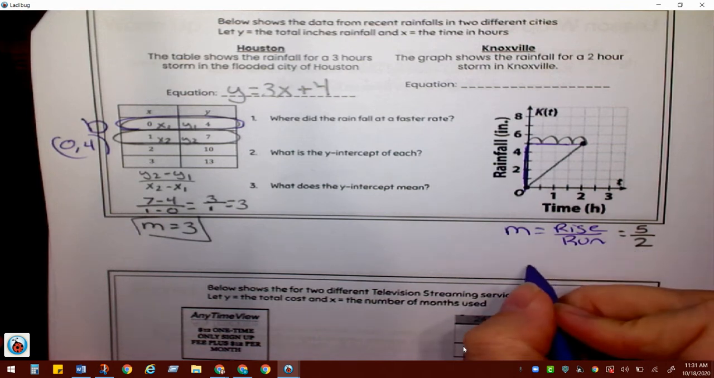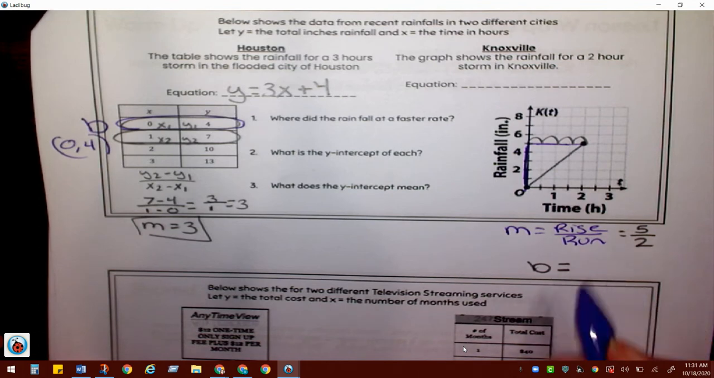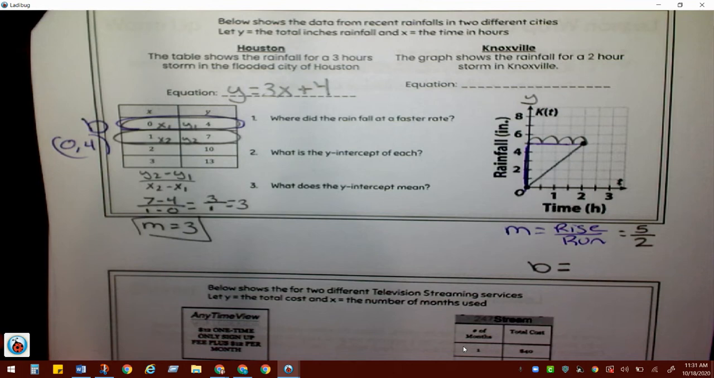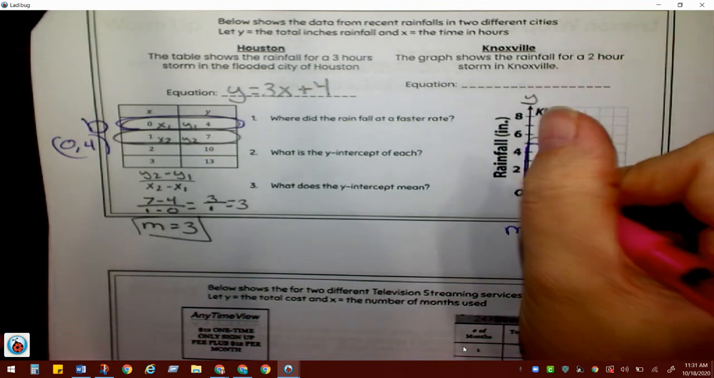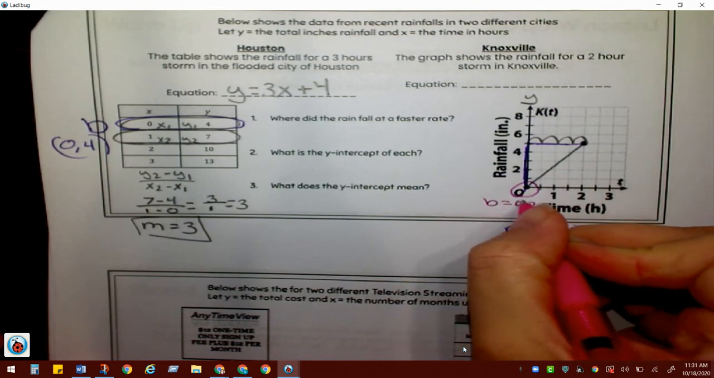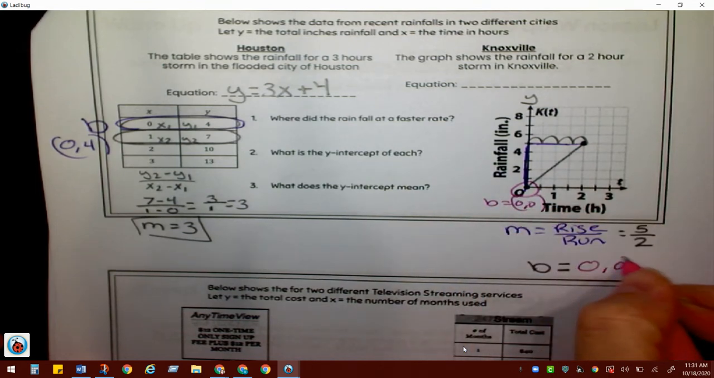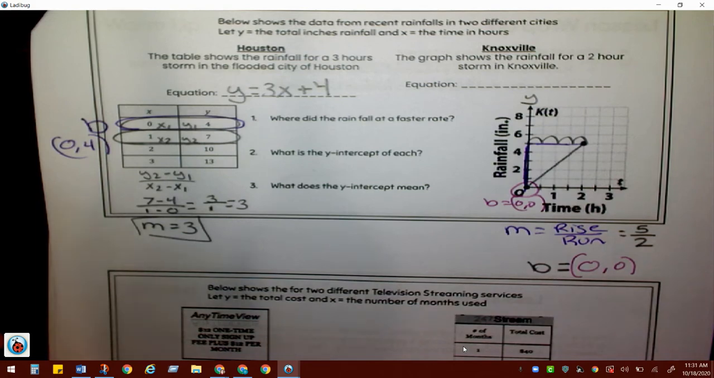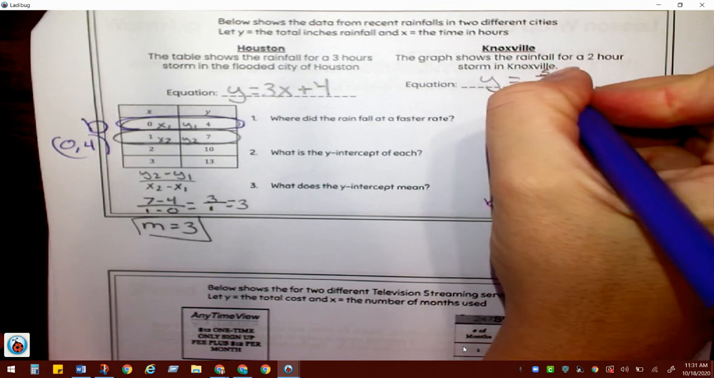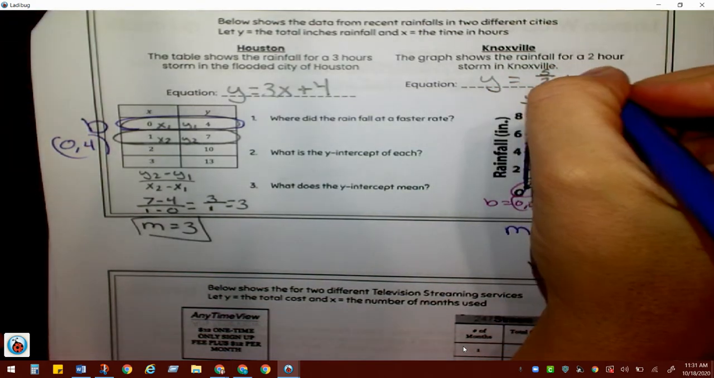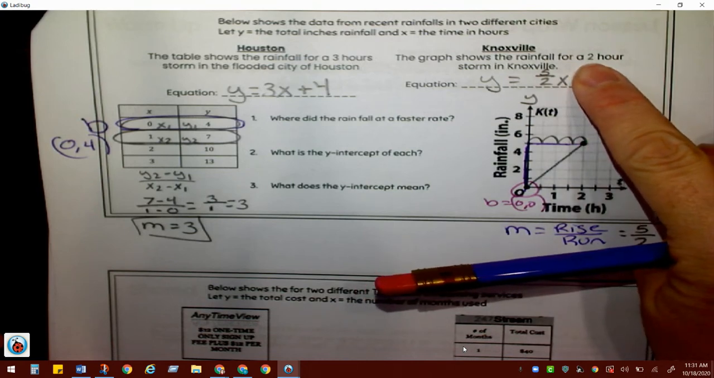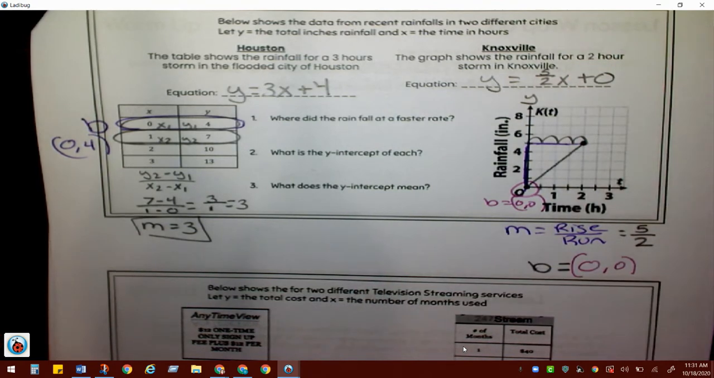I then need to identify my b, which is your y-intercept. Looking at your y-axis, where does that line cross your y-axis? That's here at the origin, which is (0, 0). So my b is 0. And now I can create my equation. So y equals 5 over 2x plus 0. Or I could have just written y equals 5 over 2 times x. I don't need to write plus 0.